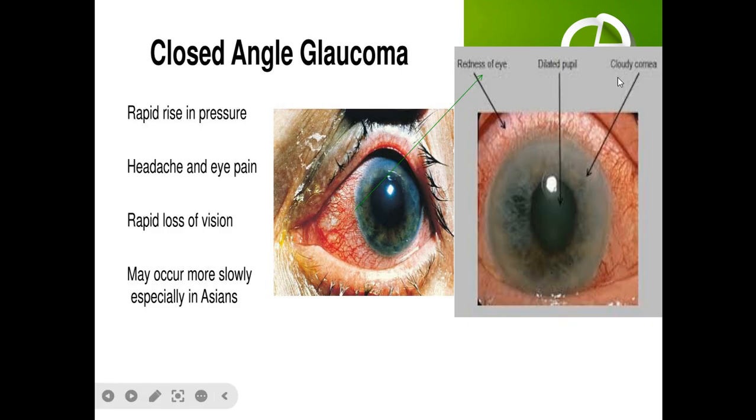So here you can see a cloudy cornea, closed angle glaucoma. You can see a cloudy cornea which is white in color, and a dilated pupil. The pupil is dilated and there is redness of the eye. So there is a rapid rise in pressure, headache and eye pain, rapid loss of vision, and closed angle glaucoma may occur more slowly, especially in Asians.